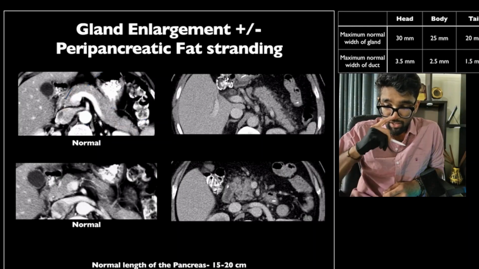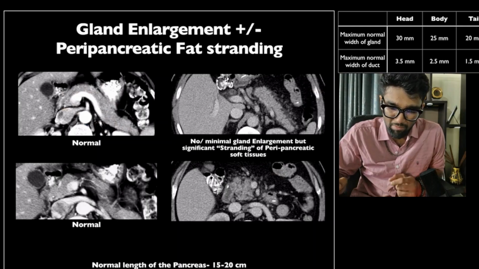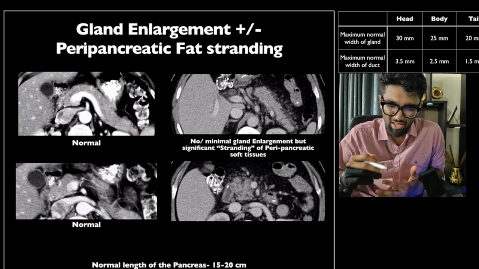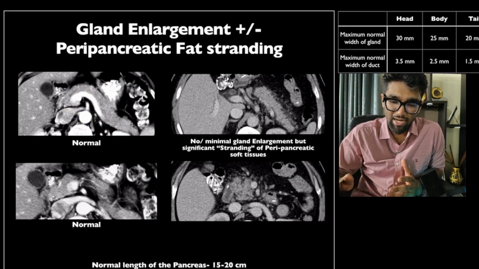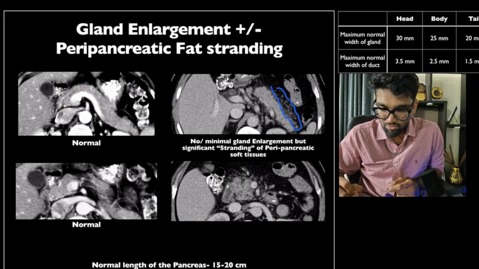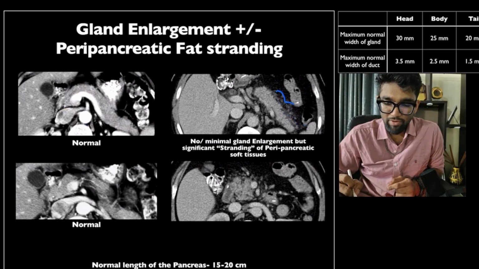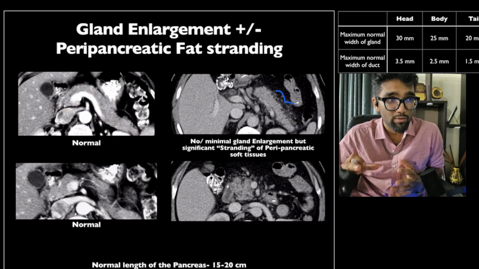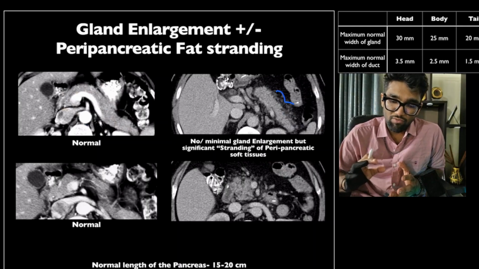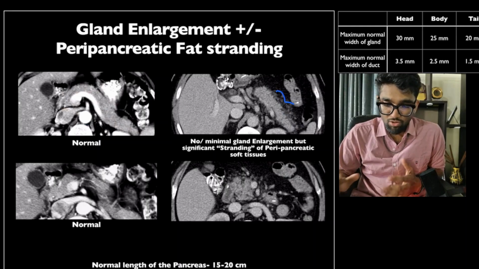It is homogeneous. Now, on to the right, what you see is that there is absolutely no enlargement of the gland. That is, the gland is similarly sized, but importantly, there is some kind of abnormal tissue around the gland. Okay, so this is basically what is called stranding. So stranding is essentially these wispy, whitish structures that are found when fluid insinuates in between the septa that are present in the fat that are surrounding these abdominal organs. Okay, so that is called stranding.